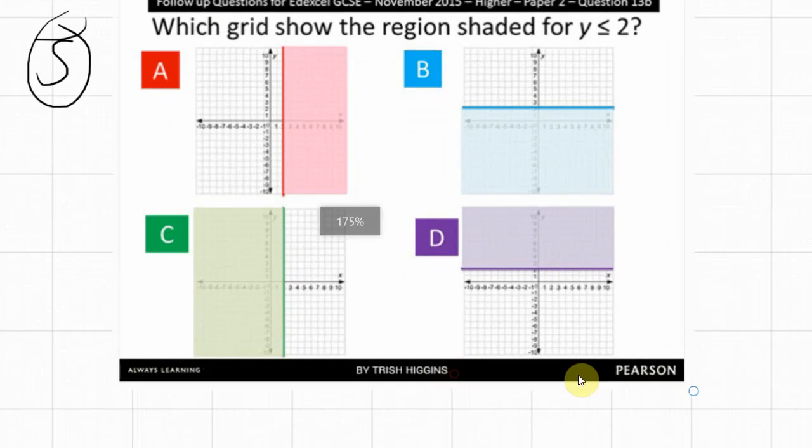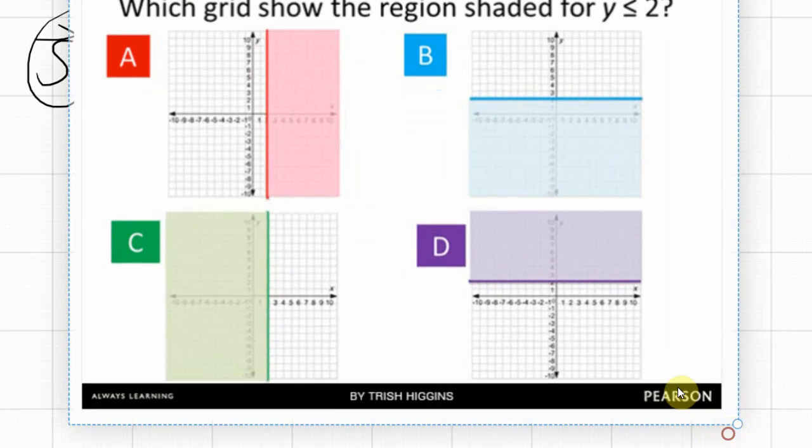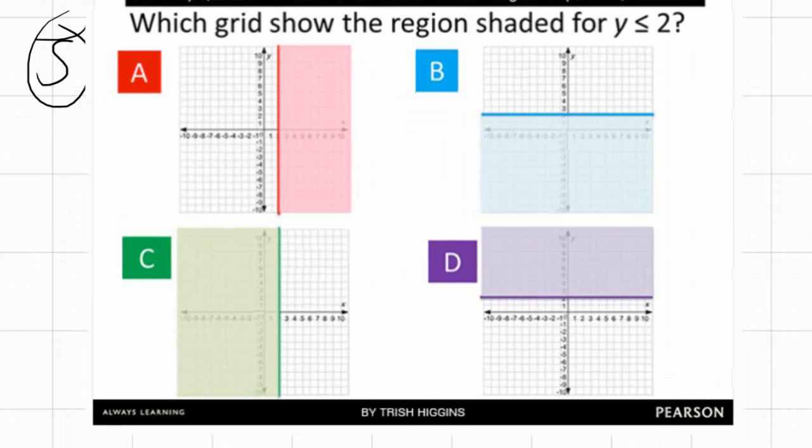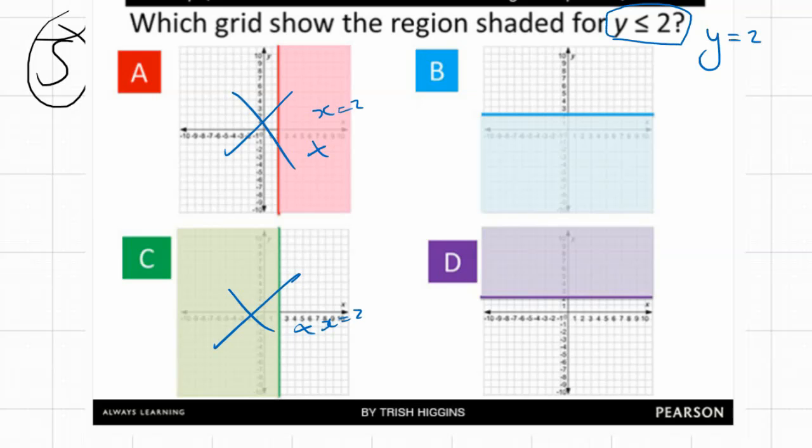Question 5. Nice blurry drawing. I'll see how much good I can get it. That'll have to do. Which one represents the region y is less than or equal to 2? Well, first let's look to see which one has a graph of y equals 2. Nope, that's x equals 2. Nope, that's x equals 2. It's going to be one of these two. So right now they've satisfied one criteria for me. I'll give them a little tick.